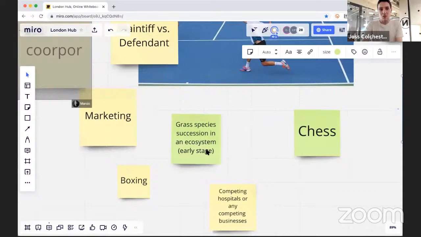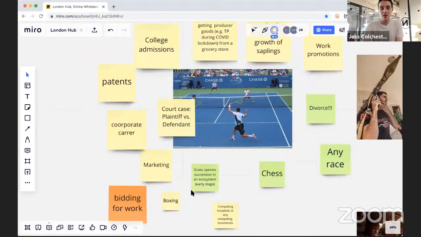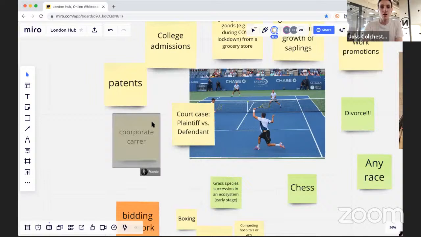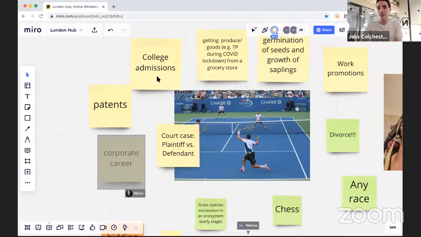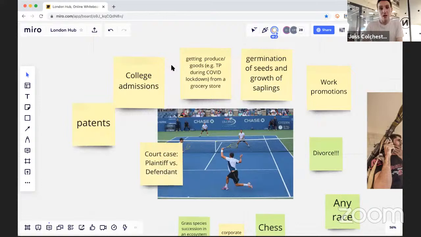Marketing. Interesting one. Marketing could be zero-sum, could not, might not necessarily. Depends kind of what aspect we're talking about there. Patents. College admission. Yeah, I guess maybe there's a finite amount of places in this college. And if you get in, then that's going to limit the chances of someone else getting in. Court cases, plaintiff versus defendant. Getting produce, goods, TP during COVID lockdown from a grocery store.